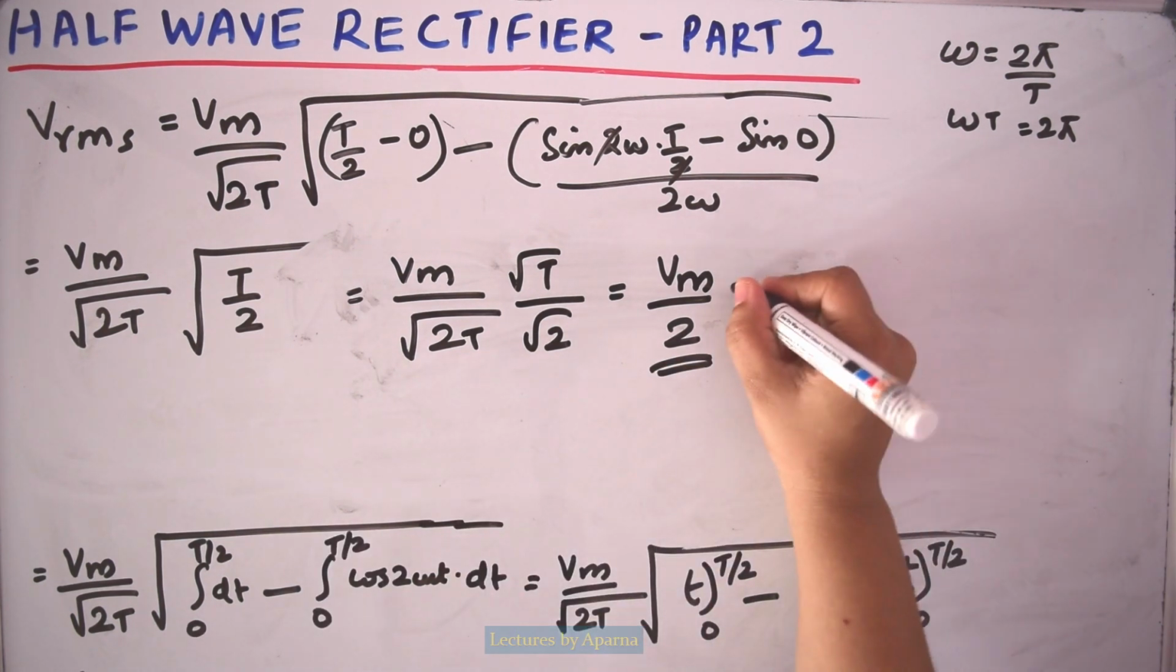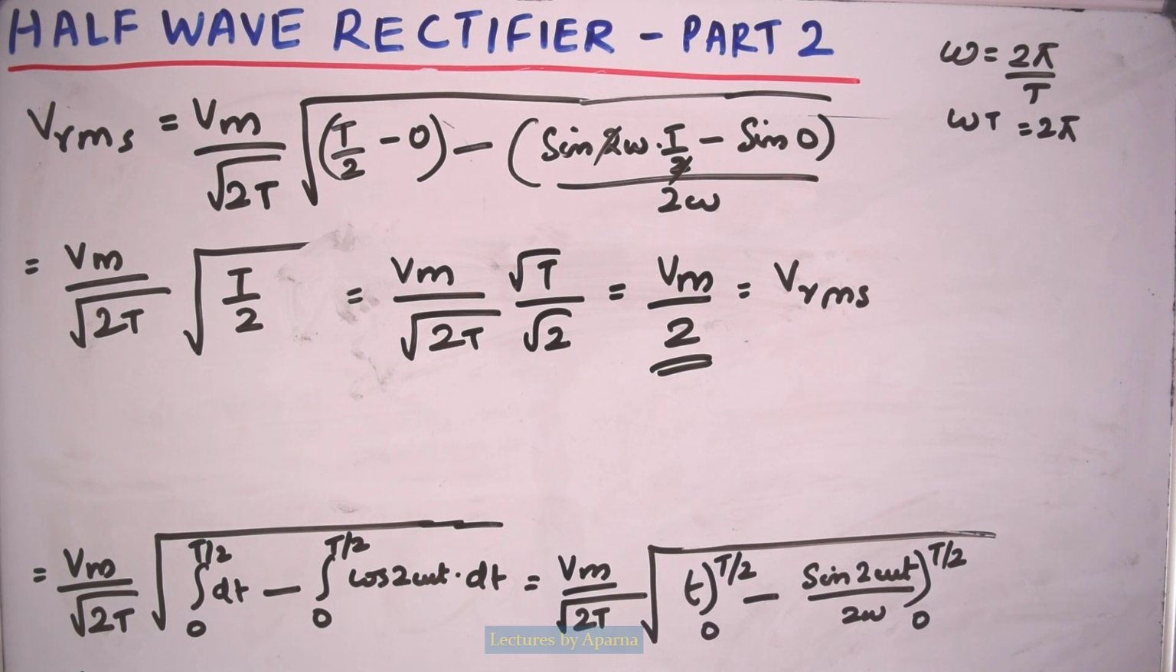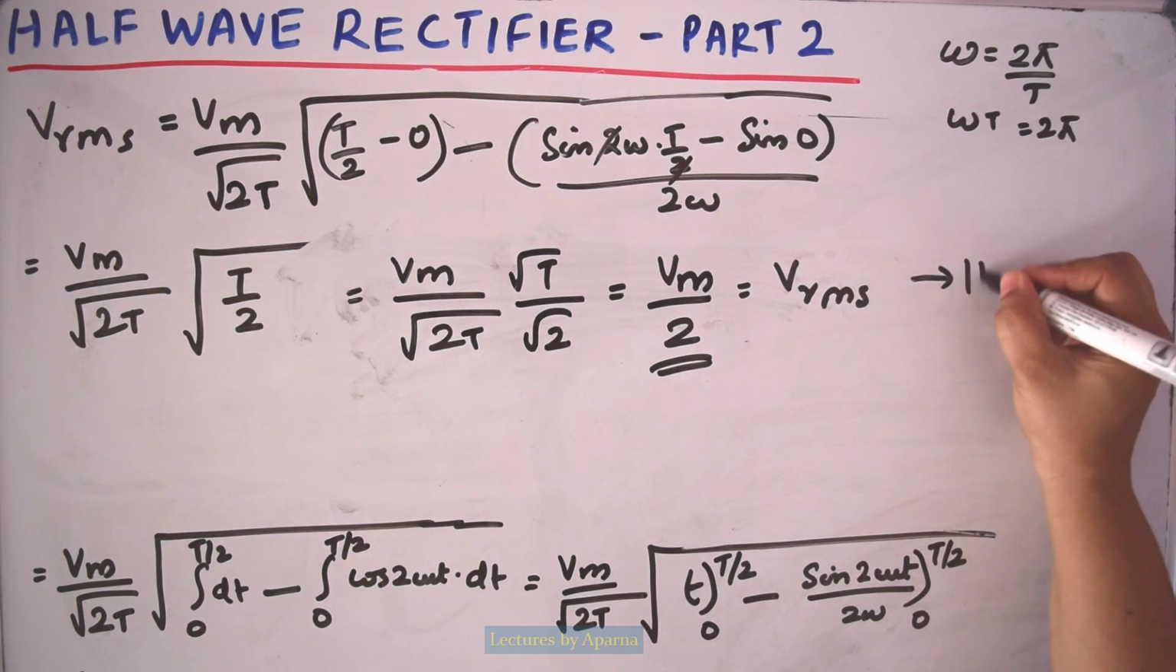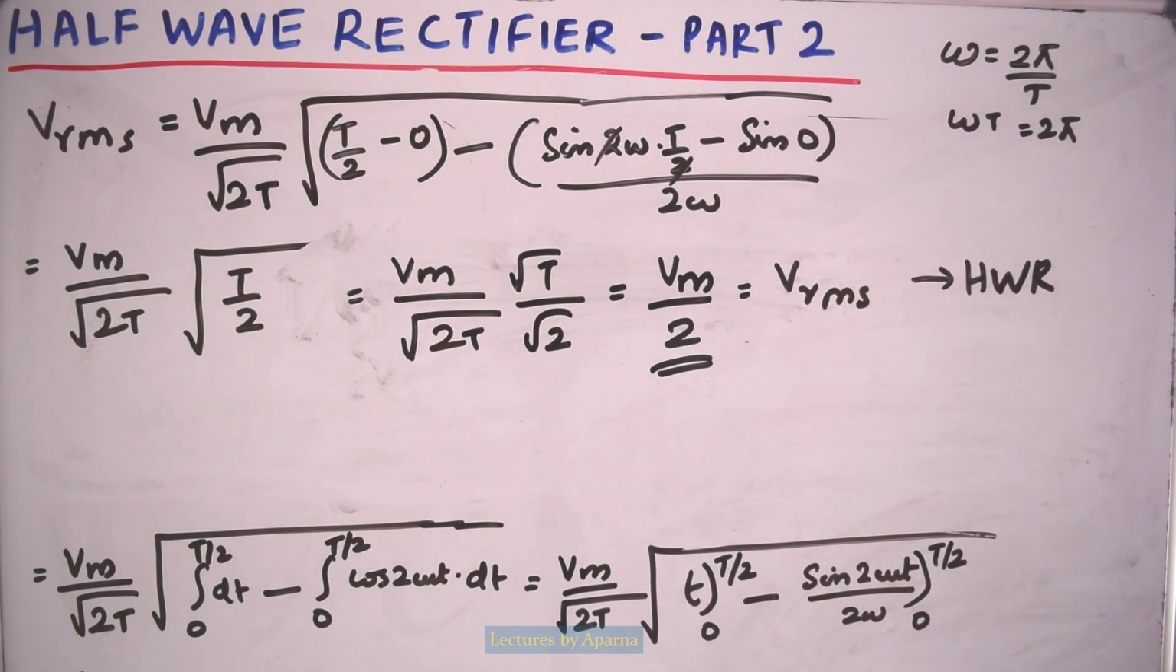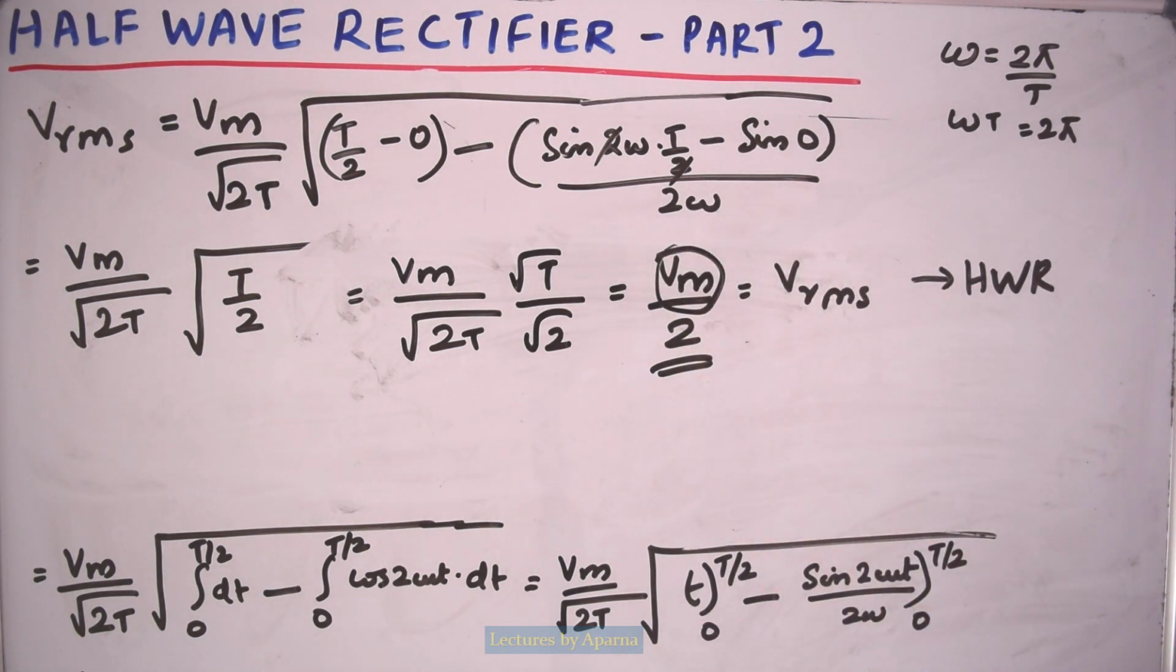So the value of RMS voltage, Vrms, is Vm by 2 for a half wave rectifier, where Vm is the peak value of the voltage.